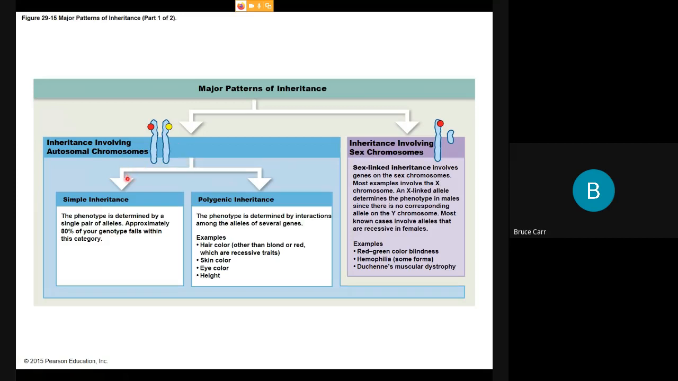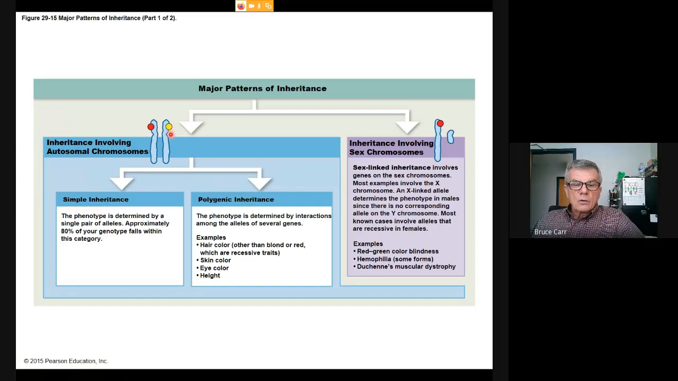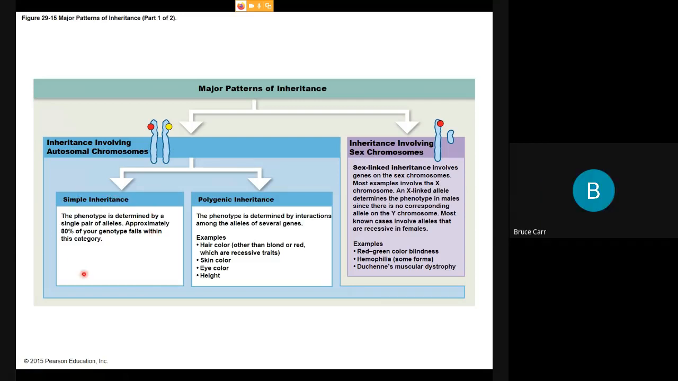Simple inheritance is a pattern of inheritance where a single pair of alleles, one gene with 2 copies in the cell, is determining the trait. And that's true for about 80% of our genes and proteins. One gene makes the entire trait.